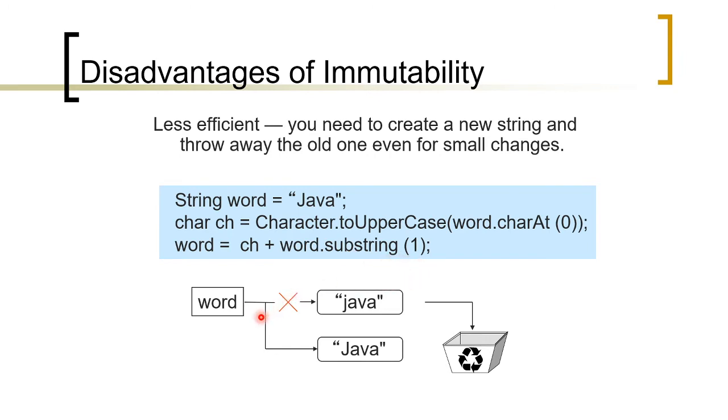So basically, the word now refers not to the lowercase Java, but it now refers to the uppercase Java. The firstly assigned lowercase Java, because word is new now, right? It refers to a new word, to a new string literal. And then the created string literal object will be removed by the garbage collector.